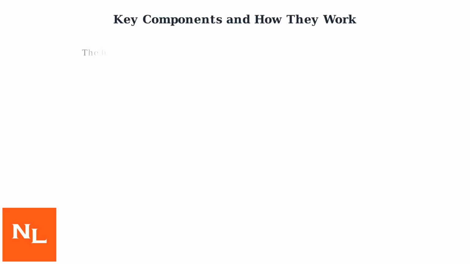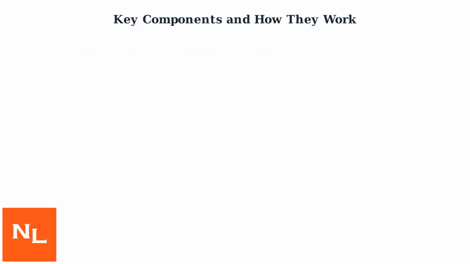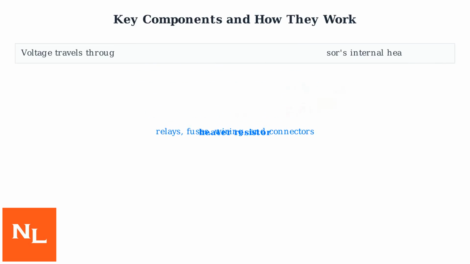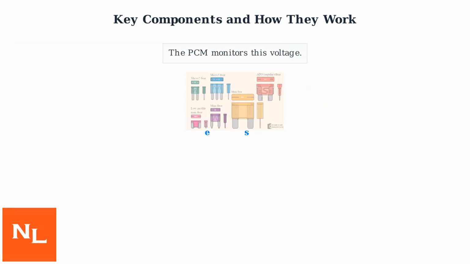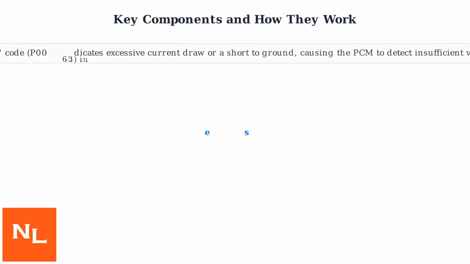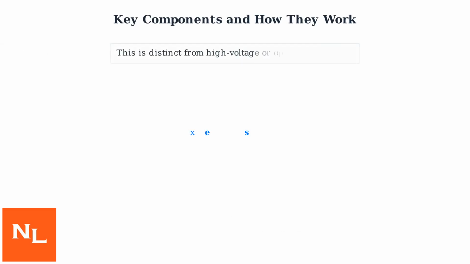The heater circuit uses 12-volt DC from the PCM to heat the oxygen sensor. Voltage travels through relays, fuses, wiring, and connectors to the sensor's internal heater resistor. The PCM monitors this voltage. A low code P0063 indicates excessive current draw or a short to ground, causing the PCM to detect insufficient voltage. This is distinct from high voltage or open circuit codes.